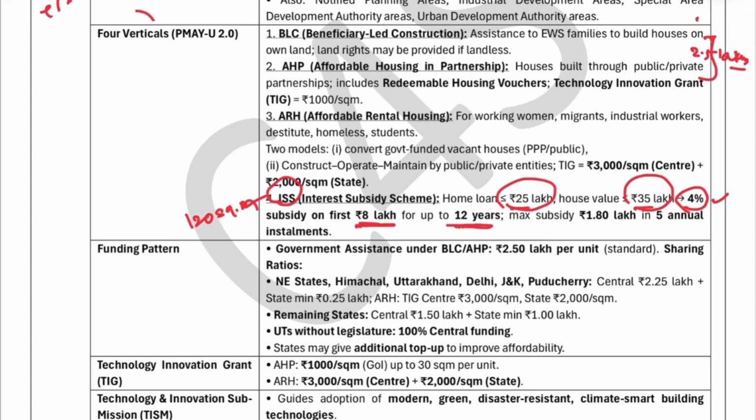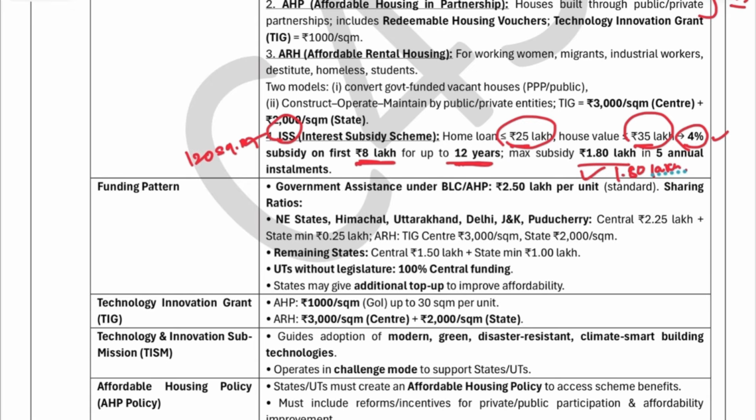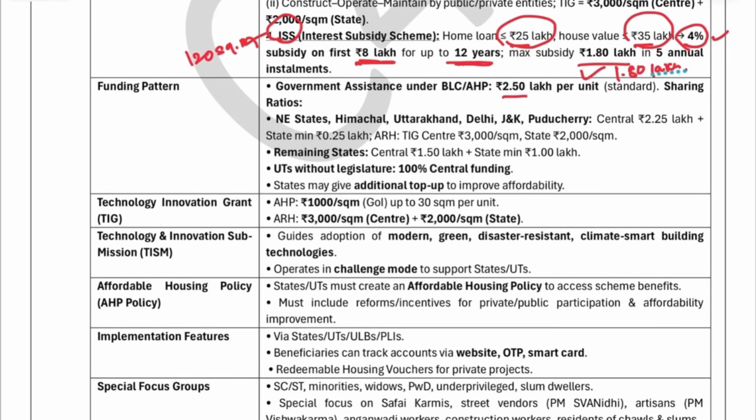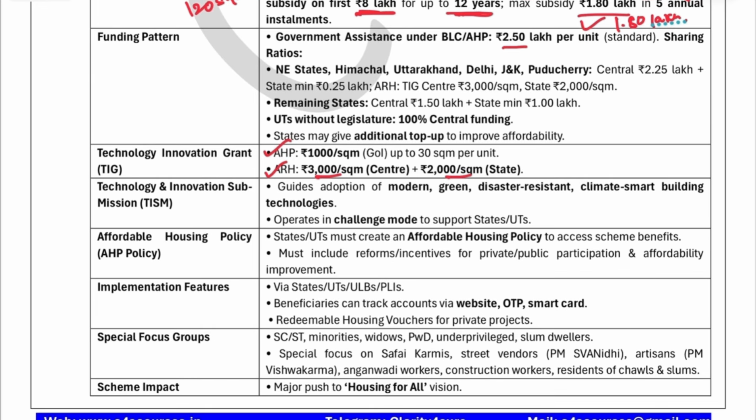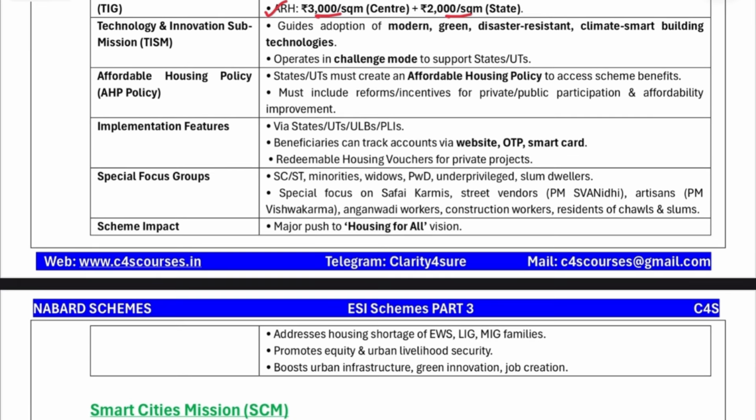So benefit is 4% subsidy rate for loan up to 8 lakhs for 12 years. Okay, and the maximum subsidy you will get under this particular interest subsidy scheme is 1.80 lakh. This is again important, and you will receive this subsidy in 5 annual installments in the form of DBT. Okay, so yes, these are some of the important points that you have to remember. We covered 2.50 point. Yes, TIG for AHP it is 1000, and for ARH it is 3000 from center and 2000 from state.